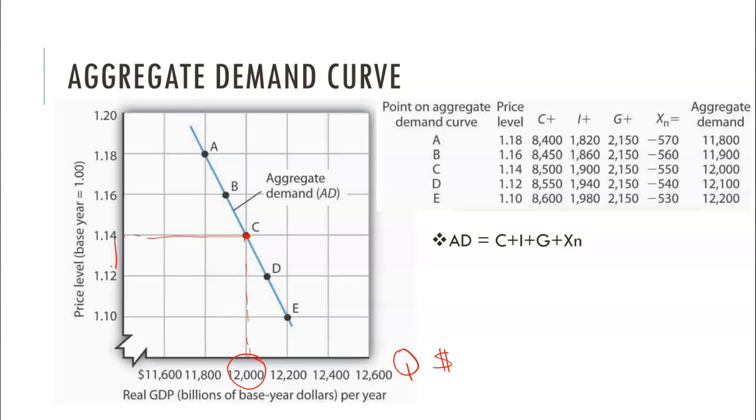Let's say prices drop. So our price level goes from 1.14 to 1.12. So generally, all prices in the economy are going down. This moves us to point D, where we would be at a real GDP of 12,100. Prices drop a little bit more, down to 1.10. Then we'd be at point E with a real GDP of 12,200. So even though down at the bottom is a dollar value, it is representing quantity.